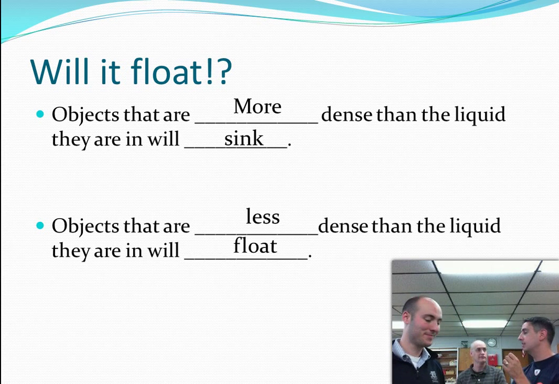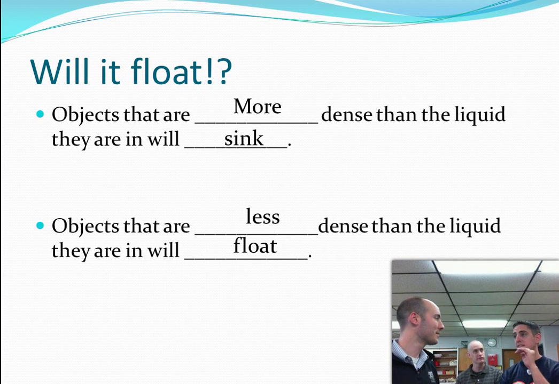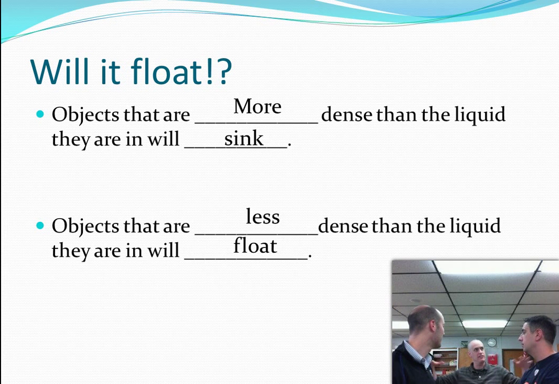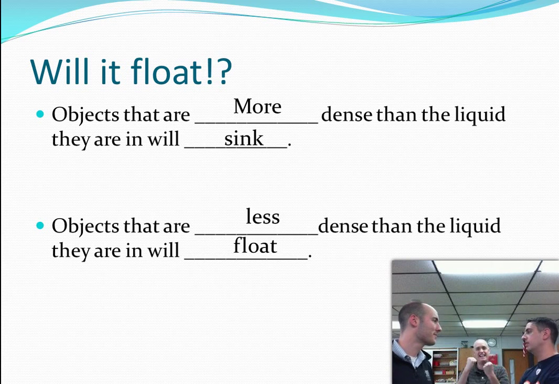So objects that are more dense than the liquid or gas that they're in will sink. Objects that are less dense than the liquid or gas that they're in will float. Is that why we don't float in this room? Because the room's full of gas and we're more dense? Pretty much that and gravity, that little thing called gravity. Oh, yeah, there's always that. But the density helps too.